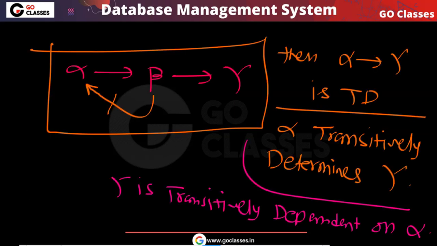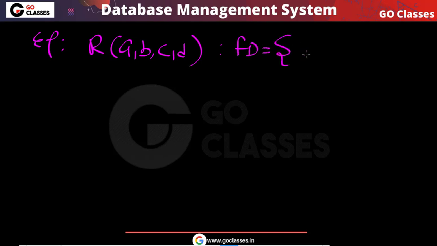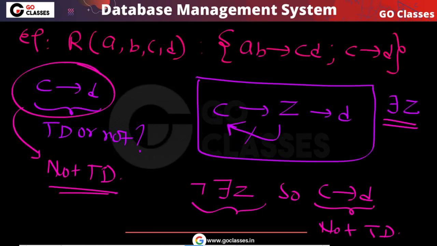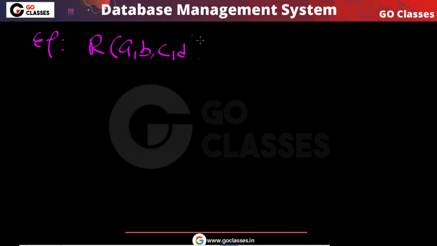Let's take one more example. Consider a relation R(A, B, C, D), and let's assume some functional dependencies are given: AB can determine CD, and C can determine D. I think this example we have already seen, so let's take something else.